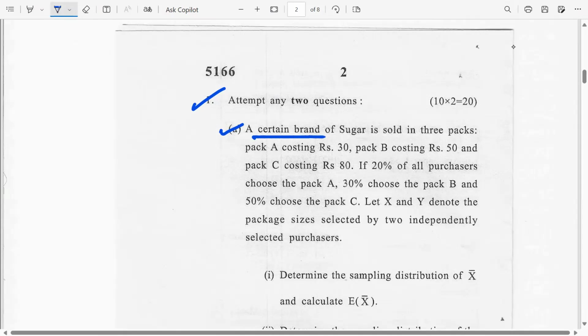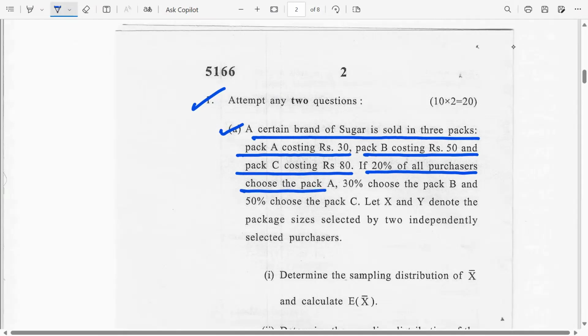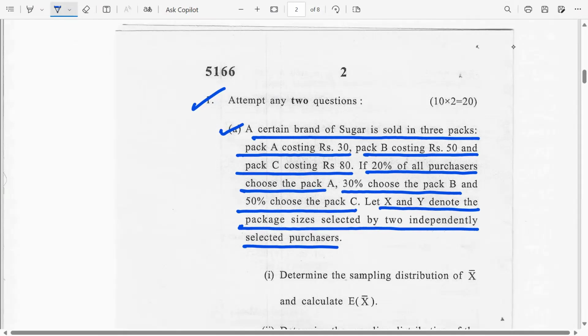A certain brand of sugar is sold in 3 packets. Packet A costs 30 rupees, packet B costs 50 rupees, and packet C costs 80 rupees. So these are 3 packets. If 20% of all purchasers choose packet A, 30% choose packet B, and 50% choose packet C, X and Y denote the packet sizes selected by 2 independently selected purchasers. So X denotes the packet size selected by one purchaser, Y denotes the packet size selected by another purchaser. Okay, and there are 3 packets, A, B, and C. Determine the sampling distribution of X bar and calculate the expected value of X bar.